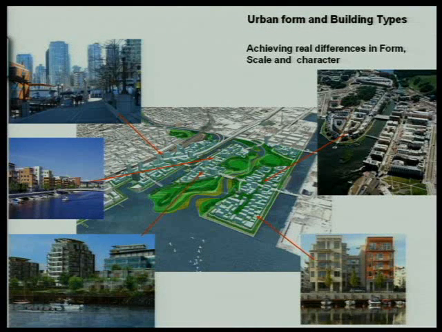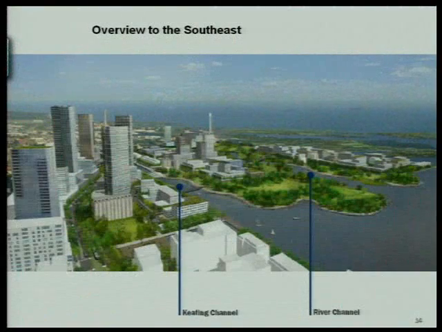Urban form and building types. To get the kind of social diversity that we were looking for, we needed a great diversity of building types, and so the plan is constructed to privilege that. And this is an overview of the plan.